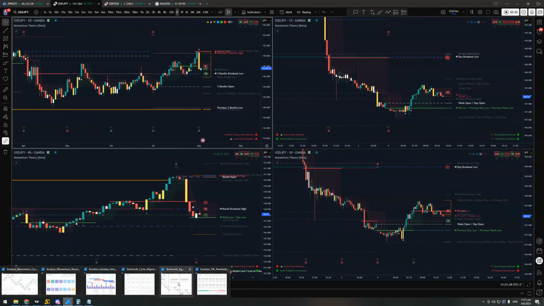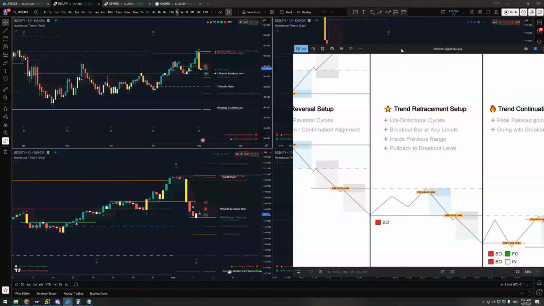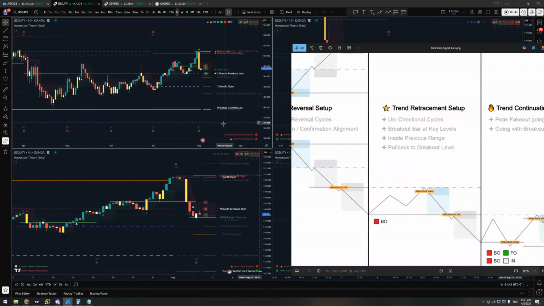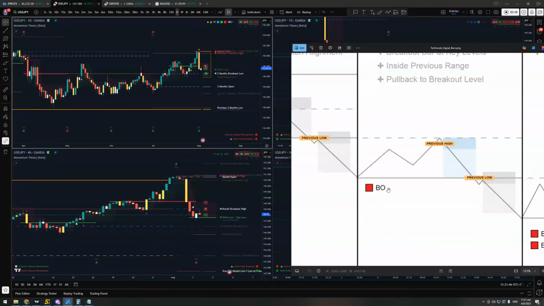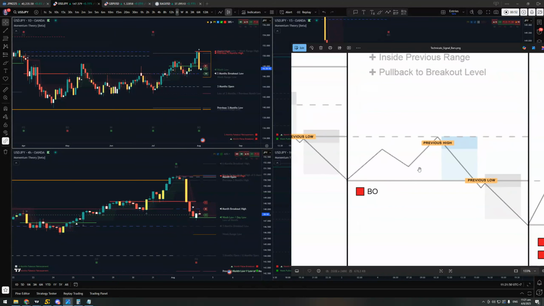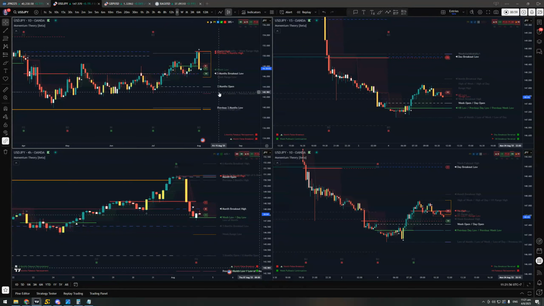That star icon is my trend retracement setup. In a trend retracement setup, I want to see higher time frames push strong in one direction. We have that. Then I want to see a bearish breakout bar in the daily time frame, which we have as well. And finally, I want to see price retrace up to that breakout level, fake out the momentum time frame, and then take a trade down to the previous day low and possibly further than that.